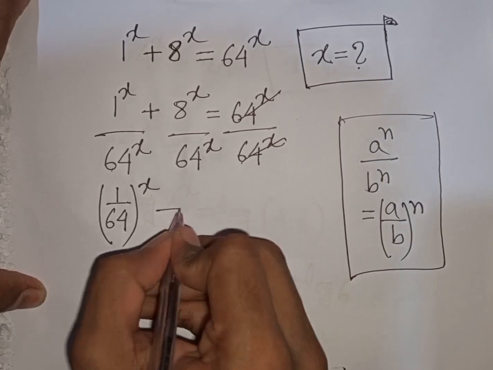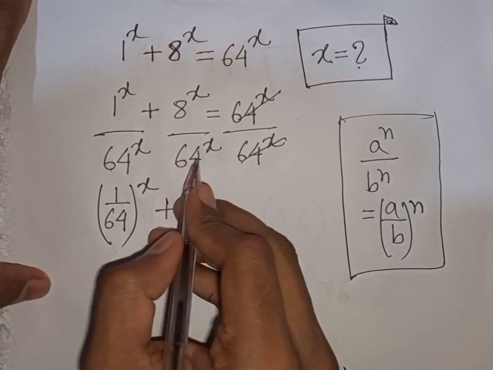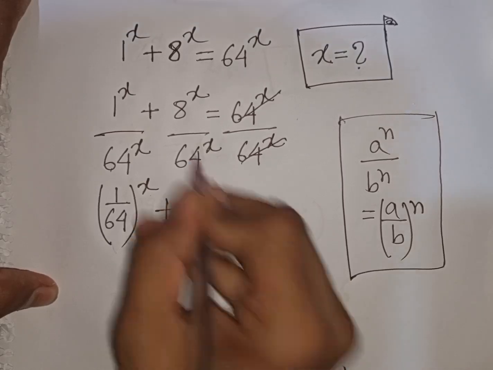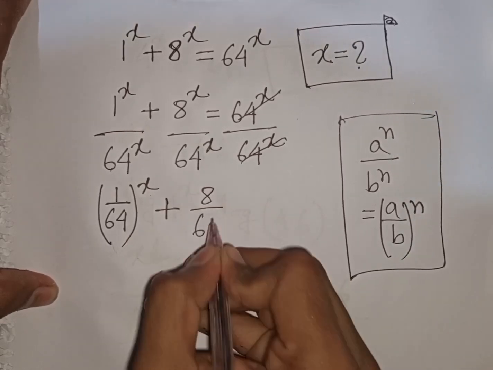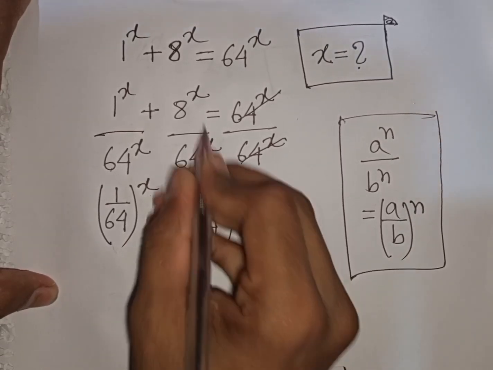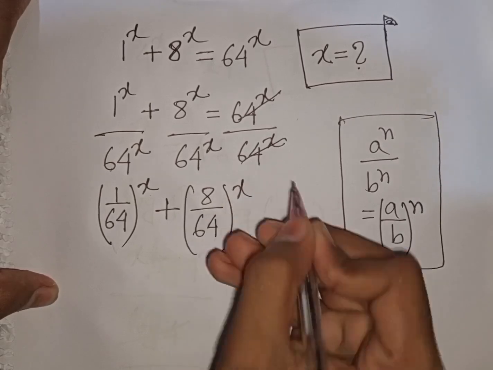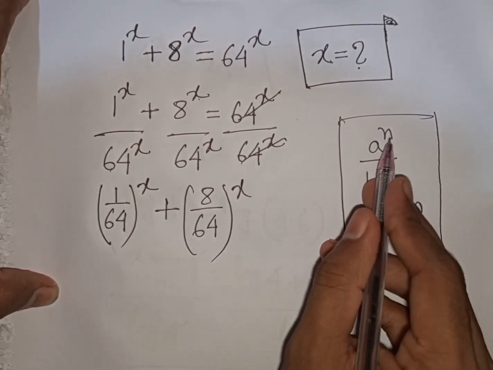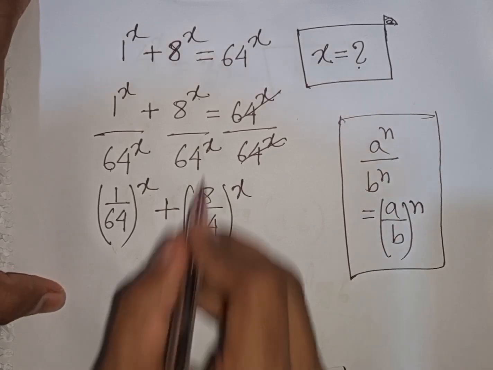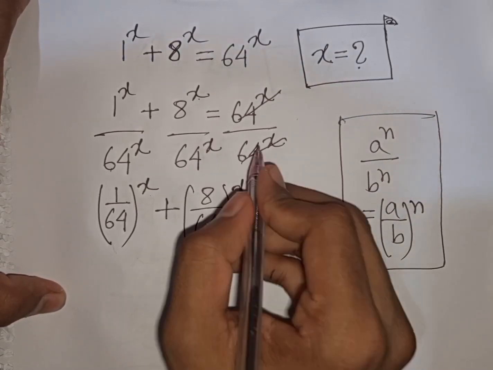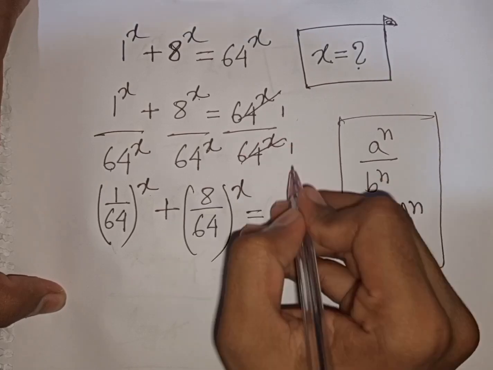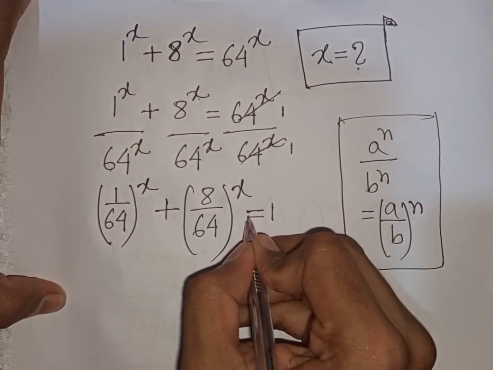Then plus, here we can apply this formula again. So, it will be (8/64)^x, the same power but a different base. Then is equal to, here on the right side, 64 divided by 64, that means it will be 1.